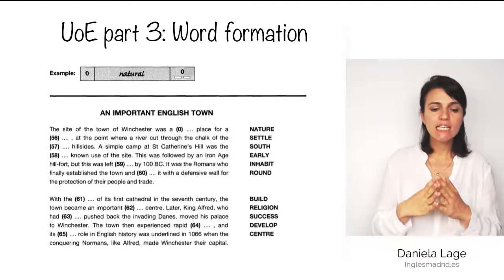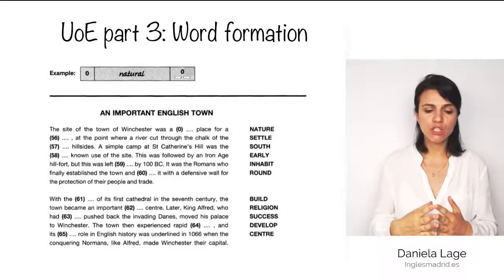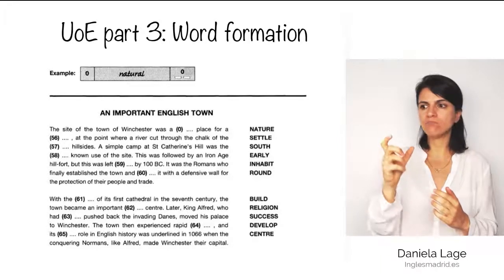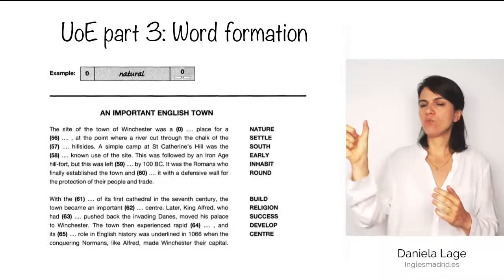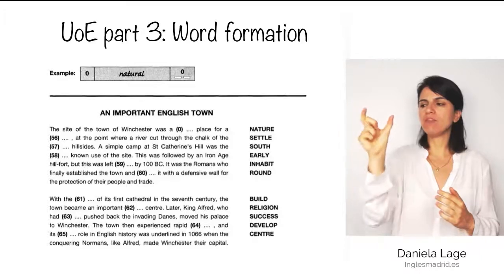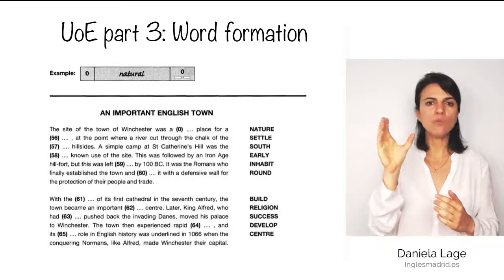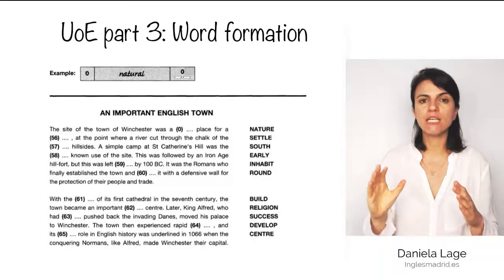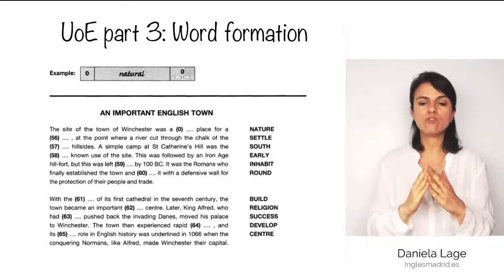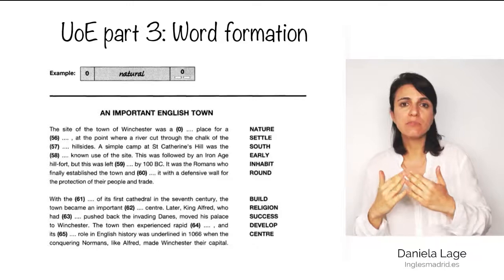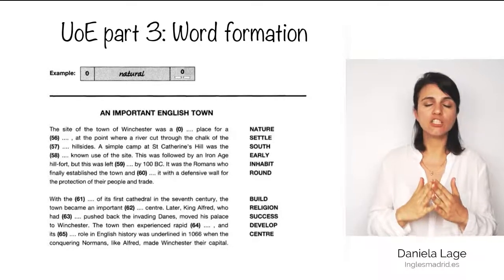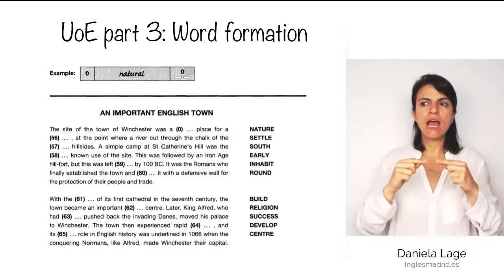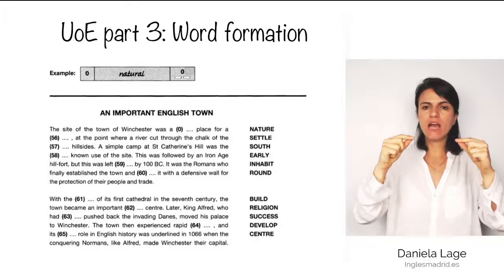It says here, the site of the town of Winchester was a place. So we have place, that is a noun, and then they give us a blank. And we know that before a noun, the only possible option is an adjective. So we have to know what is the adjective that comes from nature. The adjective is natural. So this is what you have to do. Think of the kind of word.